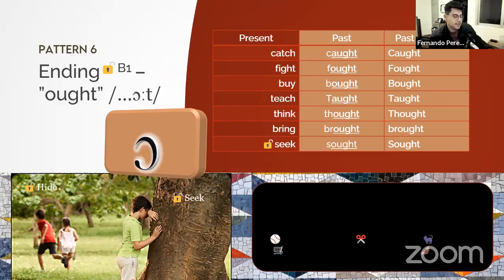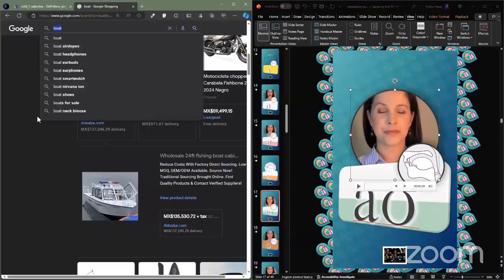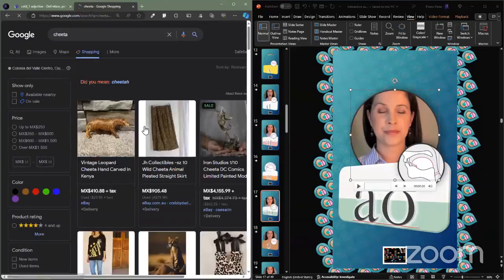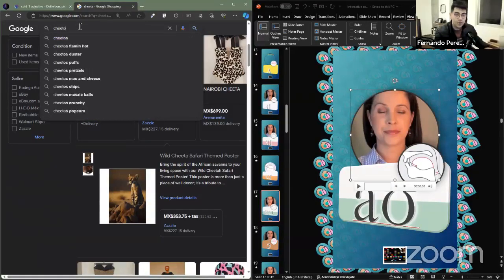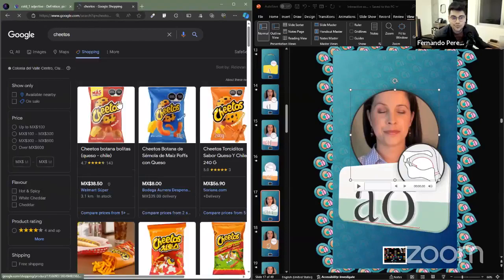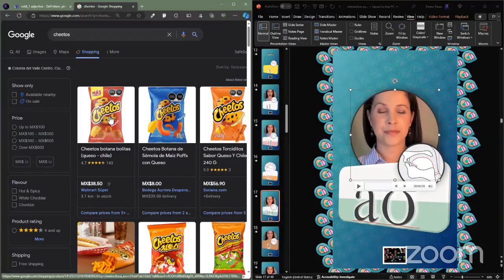And you know what? Be careful. I'm going to teach you something curious. Curiosity, people. Do you know this animal? What is the name? It's a cheetah, no? Well, Cheetos. These are Cheetos, not Chetos. Chetos is Spanish.